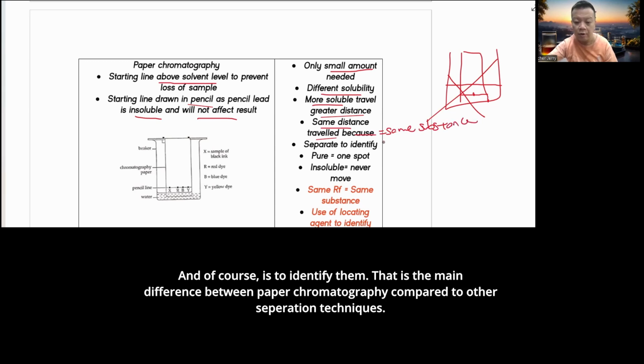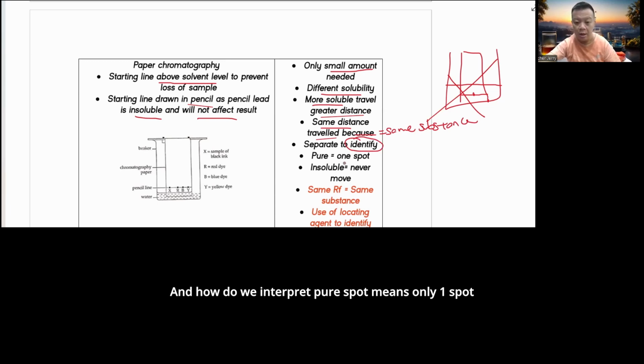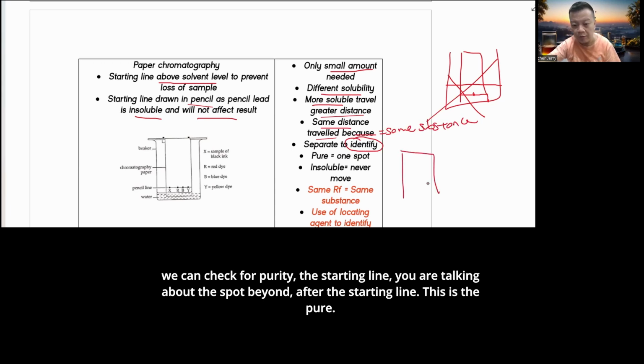All right, and of course, we separate them to identify them. That is the main difference between paper chromatography compared to other separation techniques. All right, and how do we interpret? Pure means one, only one spot. It can be checked for purity.